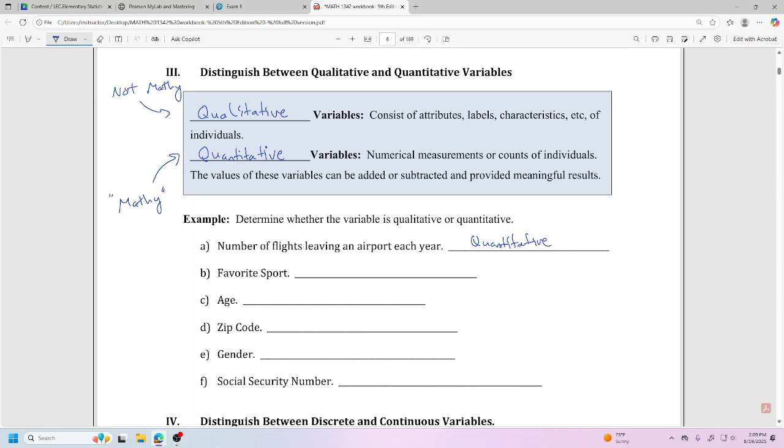Favorite sport? Very good. Qualitative. So it's just a name, right? No math there. Age? Yep, quantitative. I could say I'm this much older, you're that much older. We could do math with it. Zip code. Qualitative. Very good. Qualitative, because you can't do math with zip codes, right?